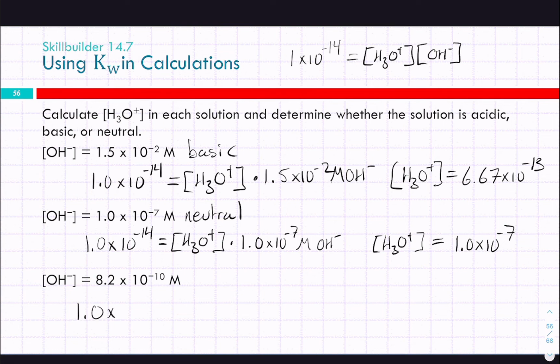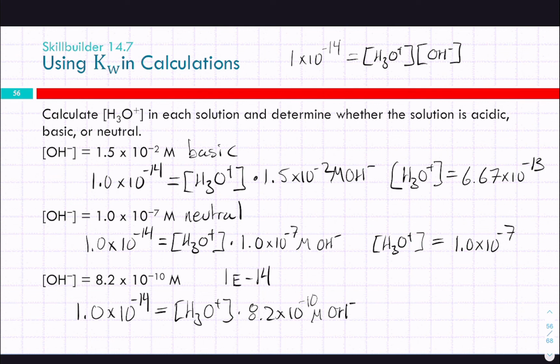So this is the same problem: 1 times 10 to the negative 14 equals our H3O plus times 8.2 times 10 to the negative 10 molar OH minus. All right, so 1e to the negative 14. Also, when you type on your calculator, there's a different button for negative than there is for minus. On my calculator, it's this one down here. If you use a minus, it's going to tell you syntax error. So just make sure you're doing that.